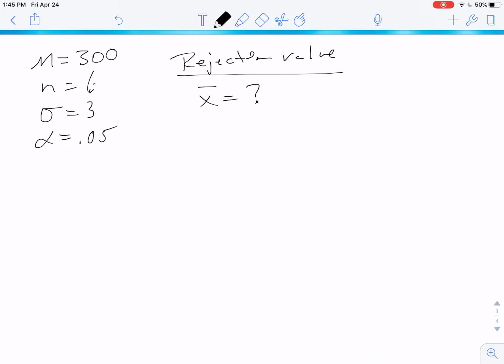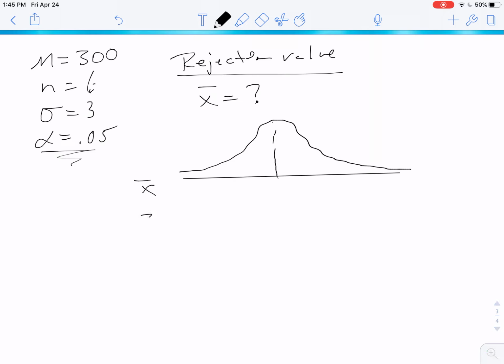And the cutoff point is related to my alpha value, so my alpha value of 0.05. So what I'm going to do is start just by looking at the sampling distribution. So we know the population is normal, so that means the sampling distribution is also normal. This is a sampling distribution of x bar. And because sigma is known, I'm going to be using a z, or a normal distribution.